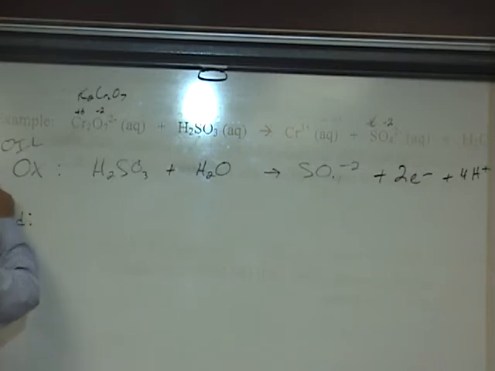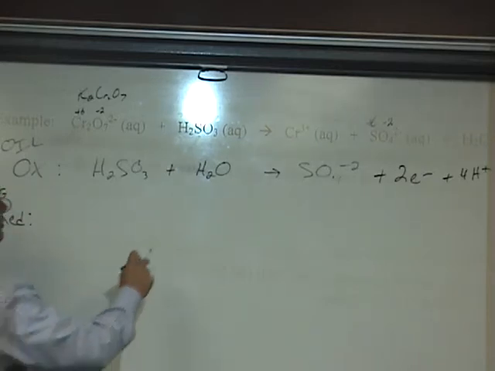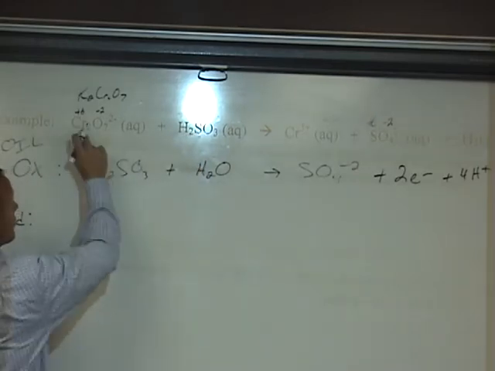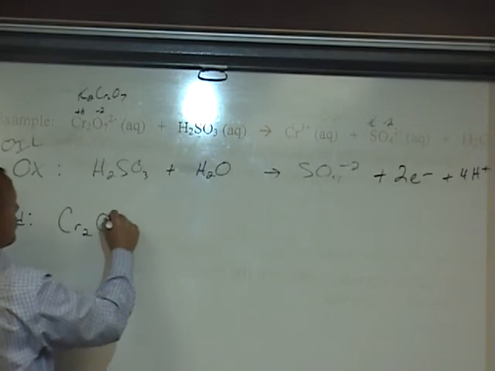Reduction. Remember, reduction is gaining electrons. So our thing being reduced is gaining. So we have Cr2.